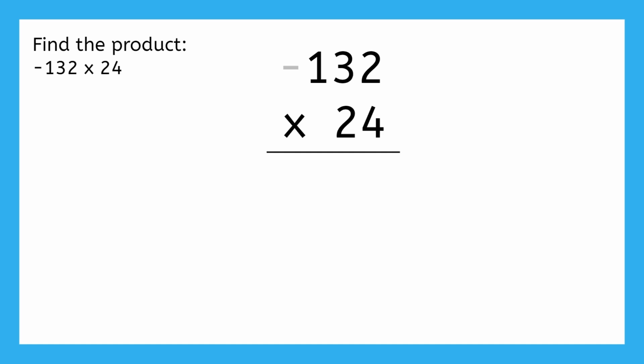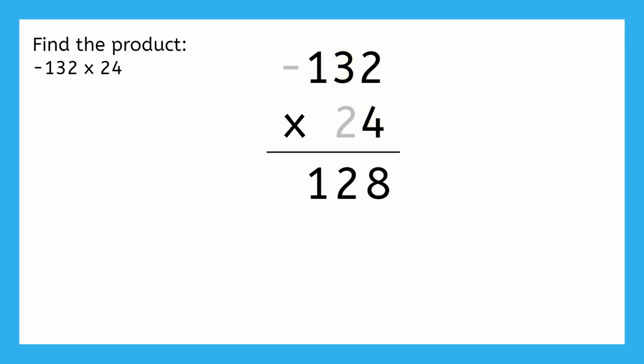Remember, this 24 is really 20 plus 4, so we're actually going to multiply 132 times 4 and then multiply the 132 times 20. Then we will add the results together. So we start by ignoring the tens digit of 24, the 2, and focusing on the ones digit, the 4. We'll multiply 132 by 4, starting with the ones place and working our way to the hundreds place. 4 times 2 is 8, and 4 times 3 is 12.